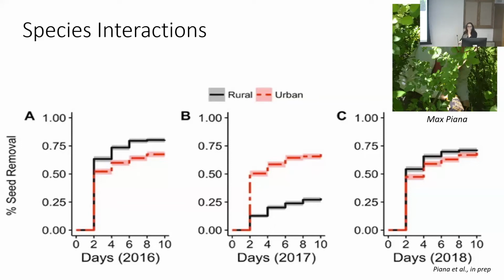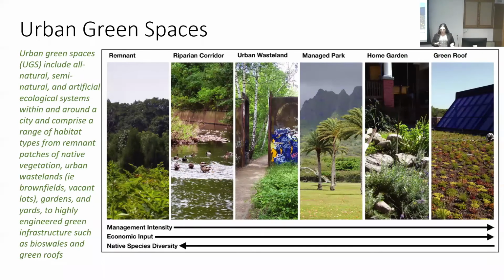So where are all these dynamics happening? I like to talk a lot about urban green spaces. This is where I would argue that the main ecological processes, ecosystem functions, ecosystem services, and human interactions with nature are occurring. And so we've just defined urban green spaces to include all natural, semi-natural, and artificial ecological systems. So they range from remnant forests to green, even to highly engineered green roofs. And I believe this is one of the roofs on West Campus.